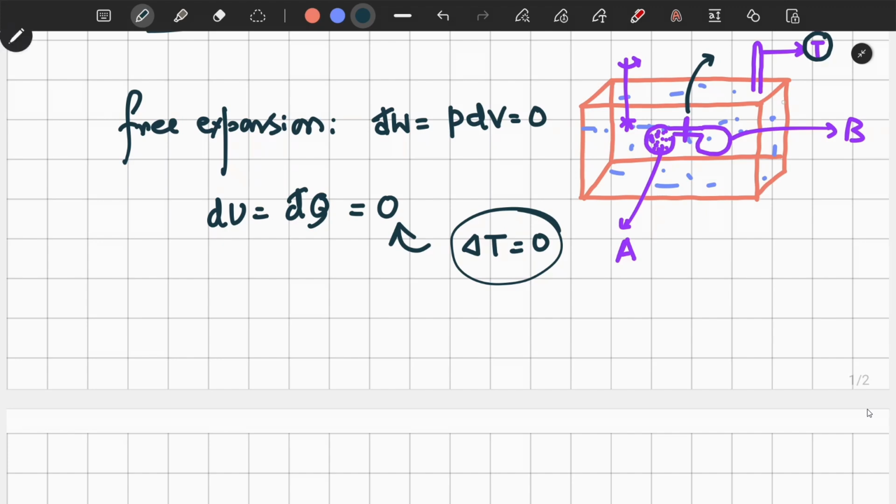The thermometer is dipped into the liquid and it is measuring the change in temperature of the liquid. That means no heat is transferred between the liquid and the gas chamber. So that is why you can say d cross q equals 0. And that is why dU equals 0, because that is a free expansion.